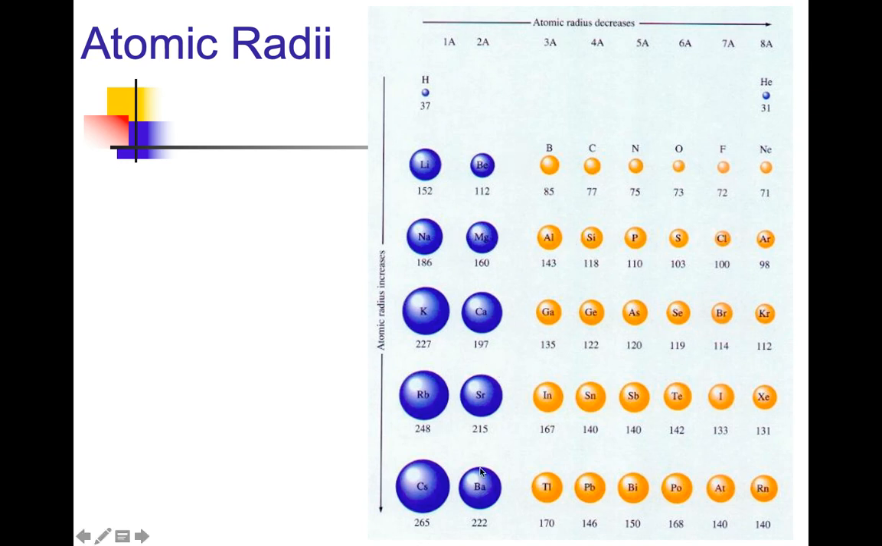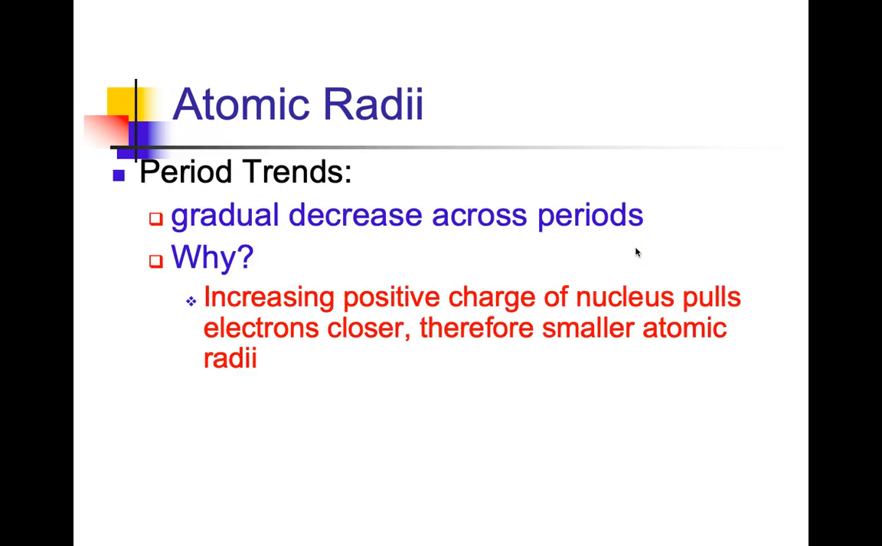Let's look at really why that is. Why do atoms get larger as they go down a group? And why do atoms get smaller as you go across these periods? Okay, so here's your period trend, and we're going to go through the reasoning right here. So you do see a gradual decrease across periods. So they get smaller. And remember, as you're going across there, you're actually adding electrons.